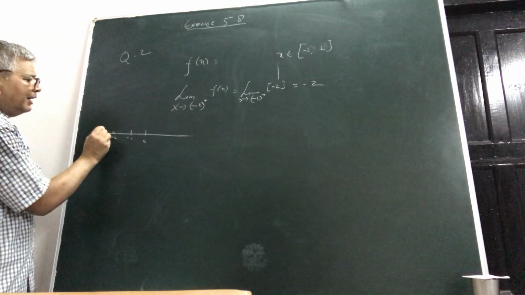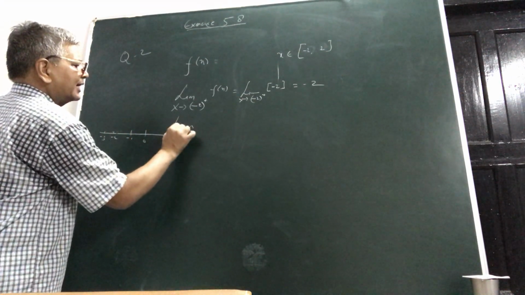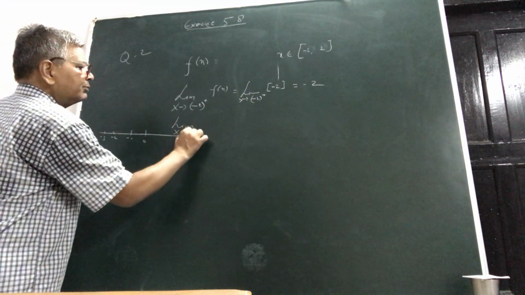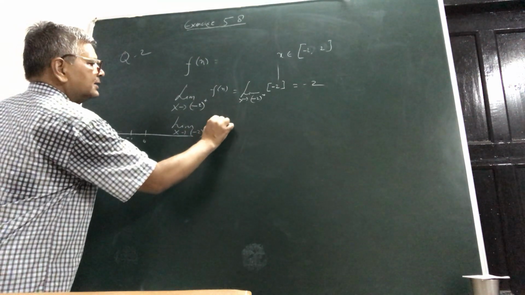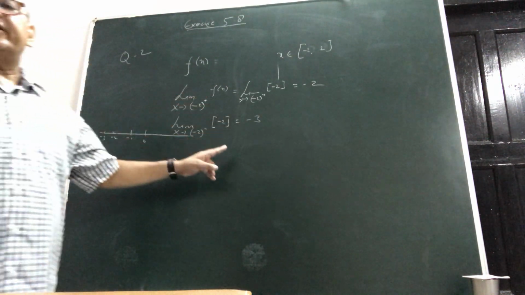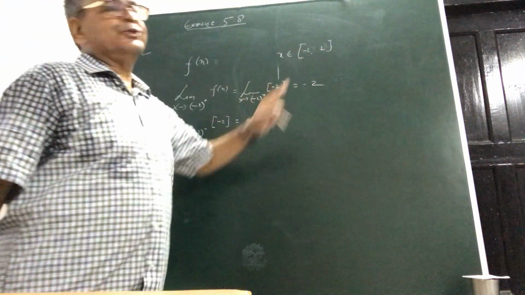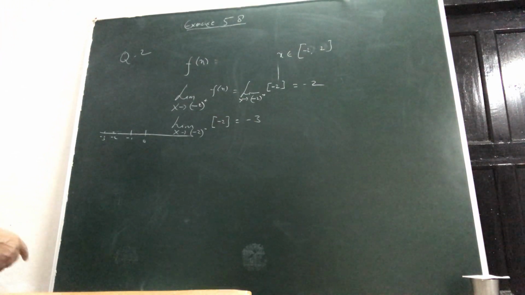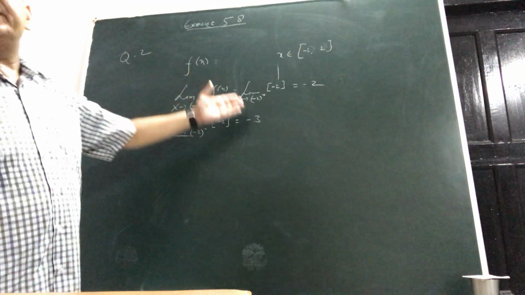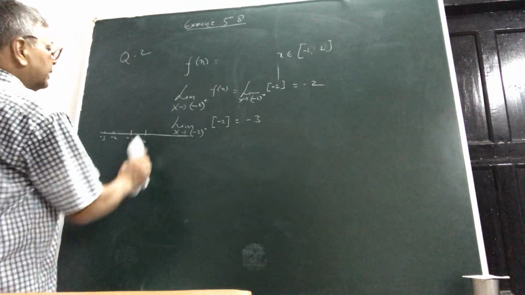But when you are on the left side, when you are calculating the limit as x tends to minus 2 from the left side, then it will be minus 3. So the left hand limit and right hand limit won't be equal, and as such the function won't be continuous in the closed interval minus 2 to 2. Therefore the question of verifying Rolle's theorem doesn't hold good. So this is the second thing.